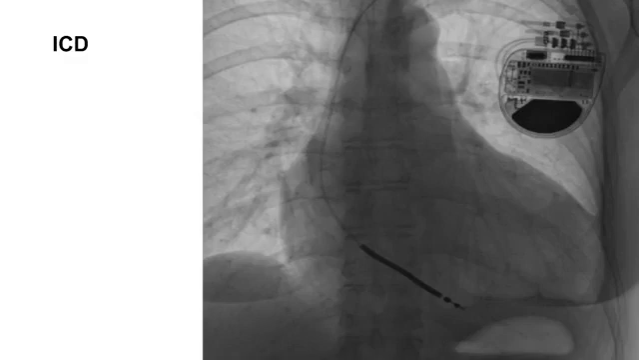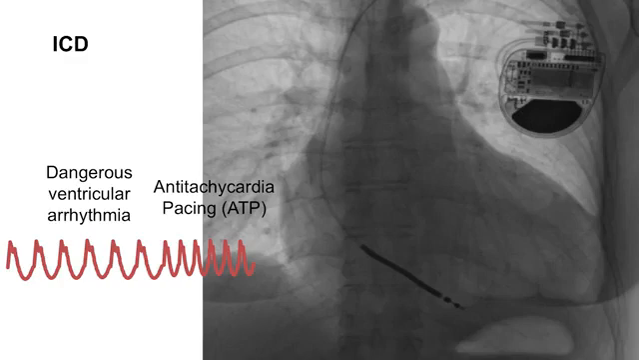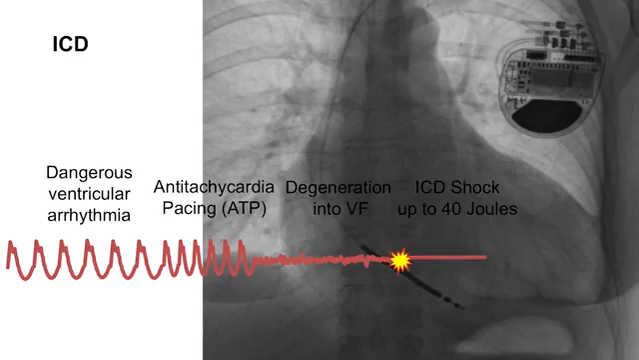So how does the ICD work? The ICD can detect rapid ventricular arrhythmias, such as ventricular tachycardia in this case. It will first try to suppress this arrhythmia by the so-called anti-tachycardia pacing that is painless. This is often successful, but sometimes the tachycardia can degenerate into ventricular fibrillation, or ventricular fibrillation can primarily occur. In this case, the device will charge up to 40 joules and deliver a high voltage shock that can terminate the tachycardia, returning the patient to sinus rhythm or post-shock pacing.